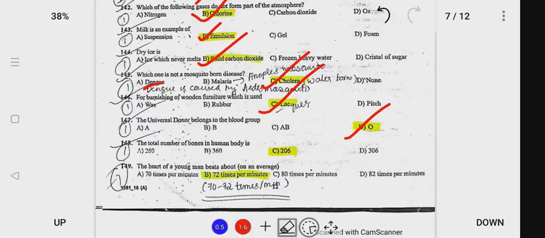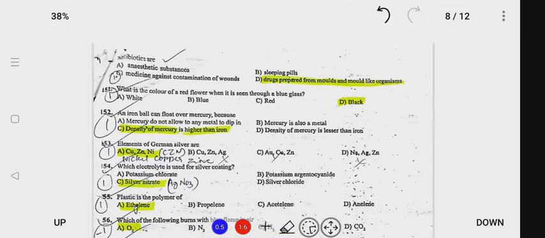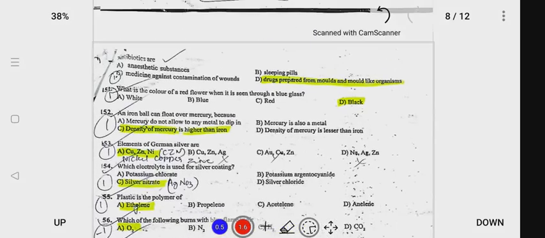Next, the number of bones in the human body is 206. Next, the heartbeat of a young man beats about 72 times per minute.